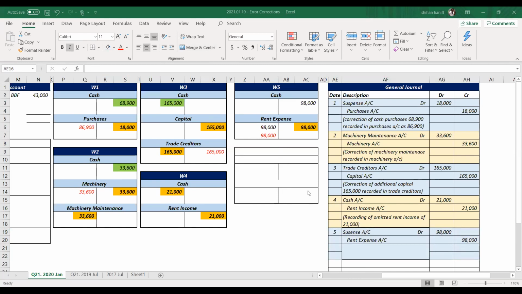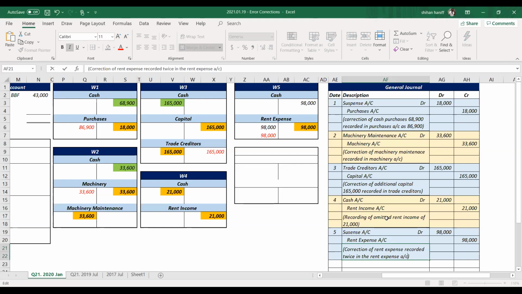The narration: correction of rent expense recorded twice in the rent expense account. That's the narration. Right. So can you all do working number 6?